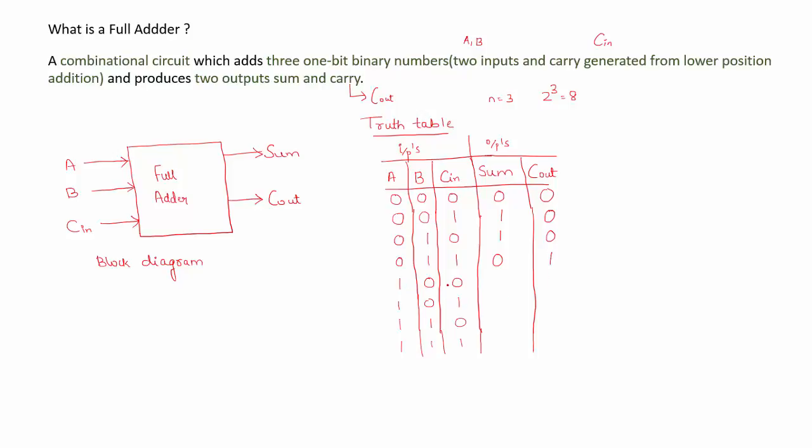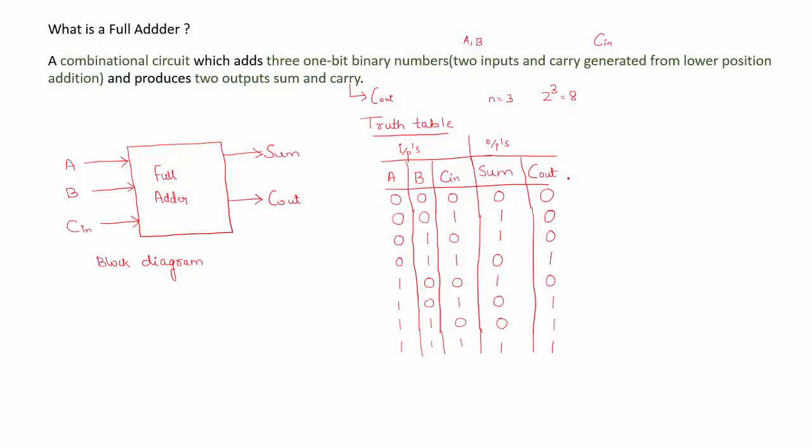When the input is 1, 0, 0, sum is 1, C out is 0. When the input is 1, 0, 1, sum is 0, C out is 1. When the input is 1, 1, 0, sum is 0, C out is 1. When the input is 1, 1, 1, sum is 1 and C out is also 1. So this is your truth table of a full adder.